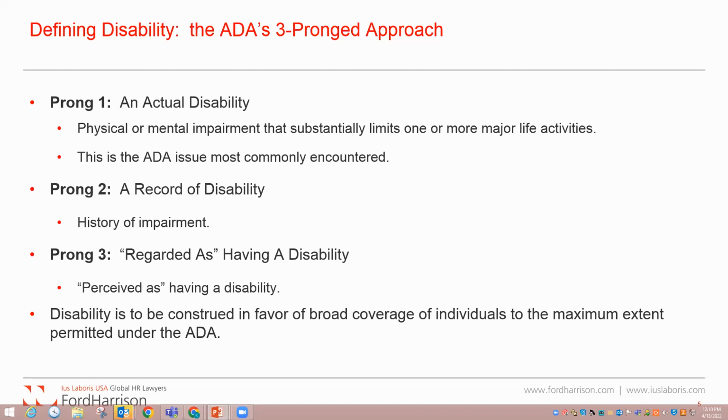Just a quick example: when you're interviewing during the pre-employment process, of course, you're not going to ask an applicant, hey, do you have any medical conditions or anything like that? You're not going to do that because everyone knows you can't ask medical questions pre-employment. However, a candidate could potentially volunteer medical information.